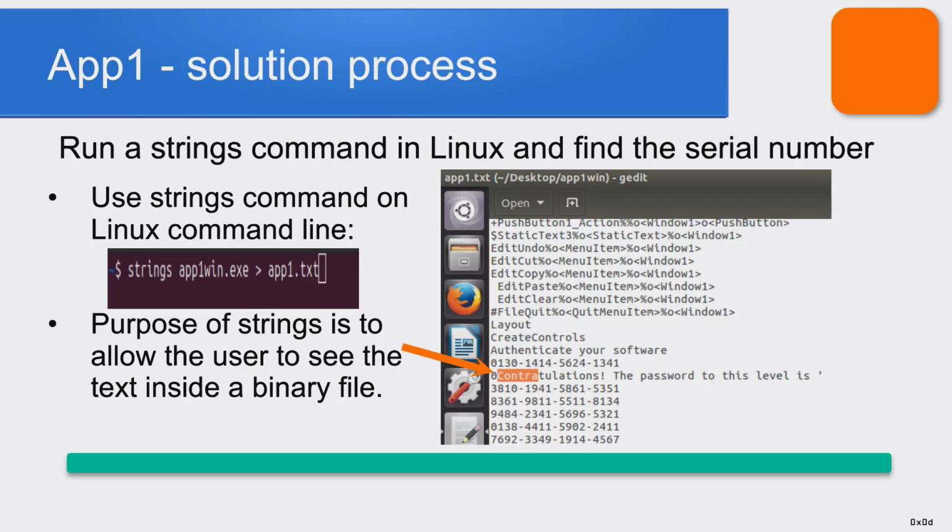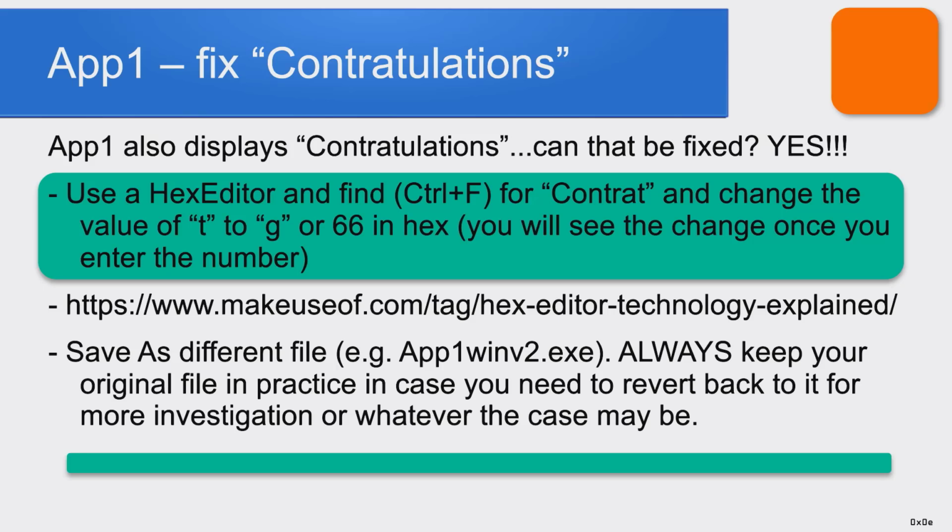If you look over here on the right side, where I have app1.txt open in gedit on Linux, in the screenshot, you see authenticate your software about the middle of the screen. And then you see 01301414, etc. I bet that's the serial number we're looking for. Okay, but me being the speller that I am, I looked and saw a misspelled congratulations and I went, I don't like that. So I'm going to fix it to the proper spelling, and I'll show you.